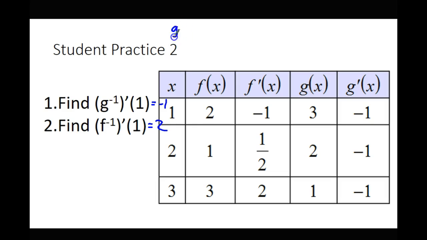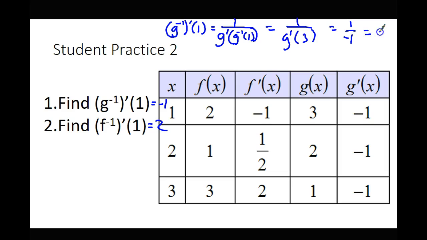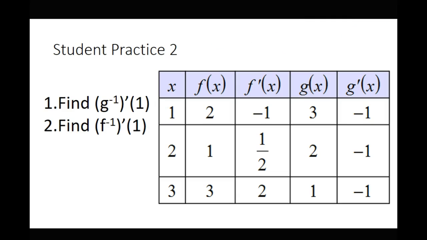But so we have G inverse prime of 1 is the reciprocal of the derivative of, not the inverse, at the opposite of 1, right? And so that's 1 over G prime of, well, G inverse of 1 would be 3, and then G prime of 3 would be -1. And so I agree, it is -1. Crazy, huh? Let's do the last one here.